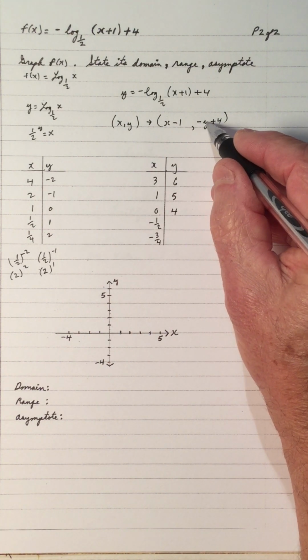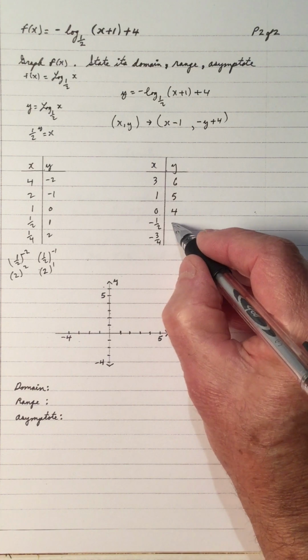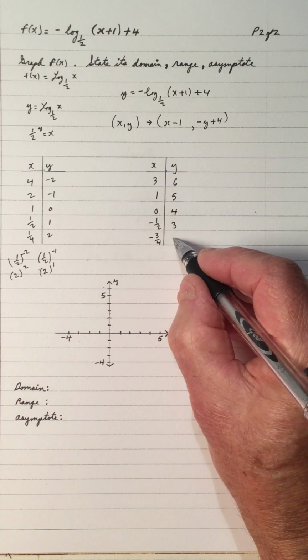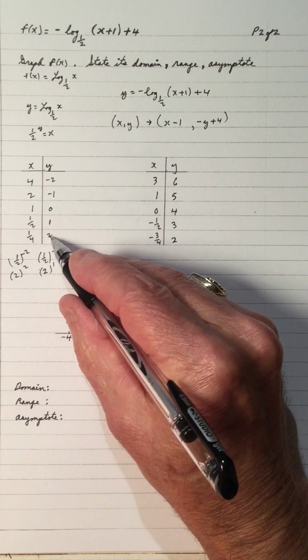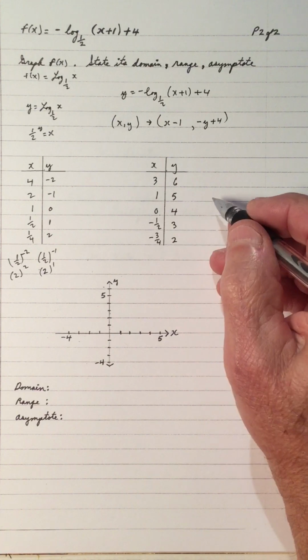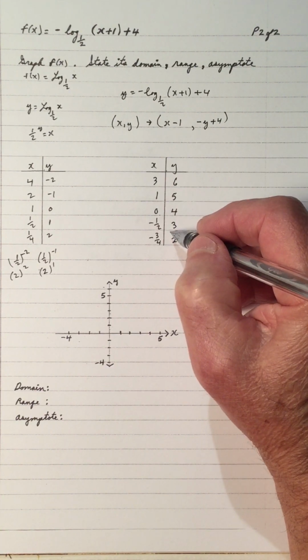So the negative of 1 is -1 plus 4 is 3. And you notice these are going down by 1, so this one should be a 2. Let's put a 2 in. The negative of 2 is -2 plus 4 is 2. So this is the table of values that we have.